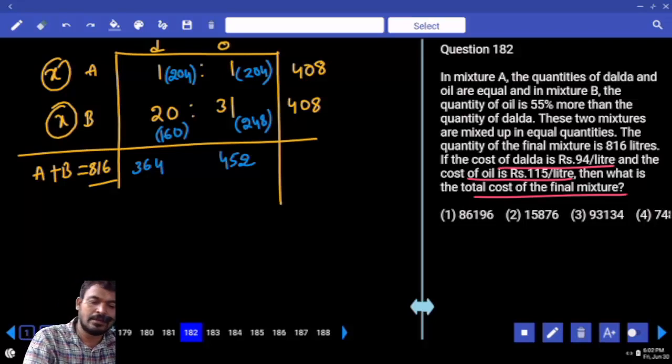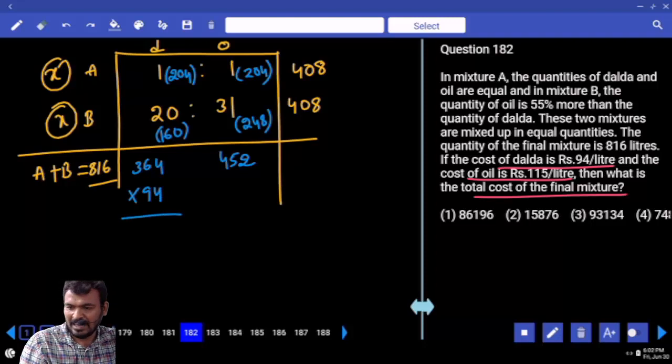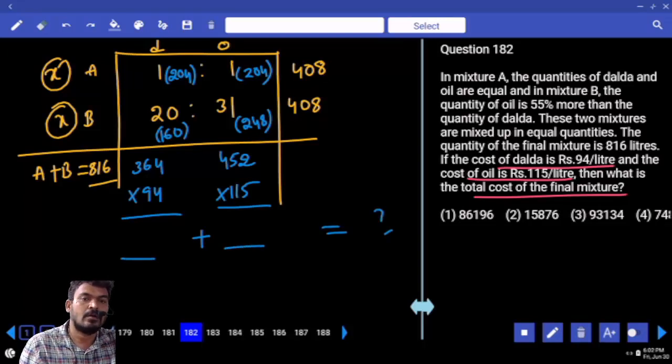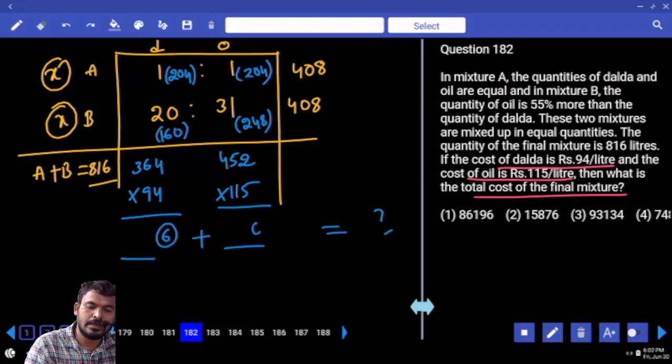But what is the dalda per liter value? 94. Next, oil per liter value 115. We require the total value of these two. 364 into 94 ends with 6. 452 into 115 ends with 0. 6 plus 0 means 6. The answer should end with 6.